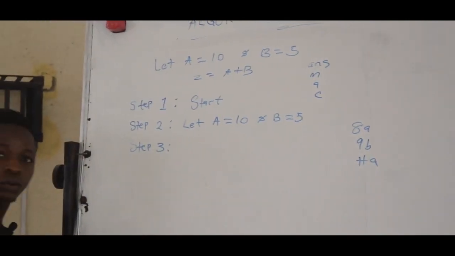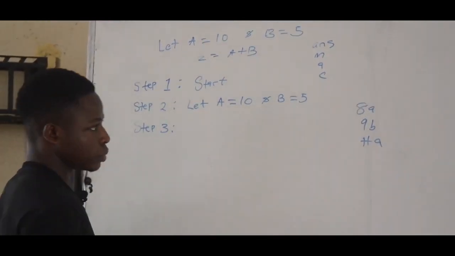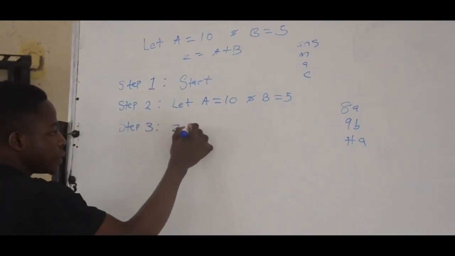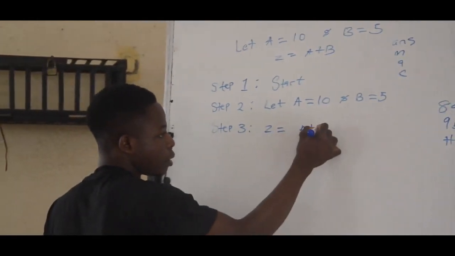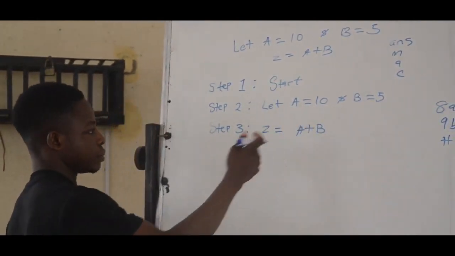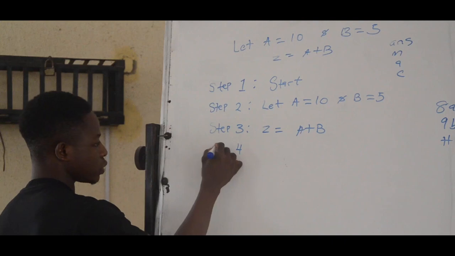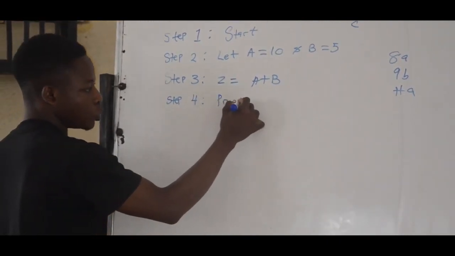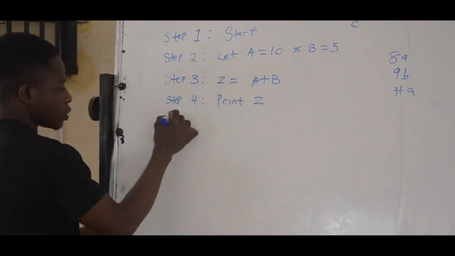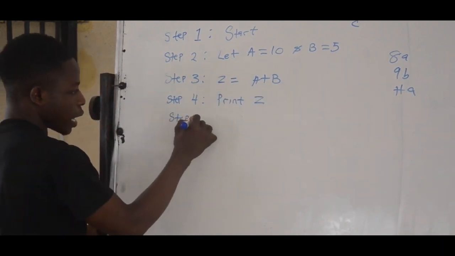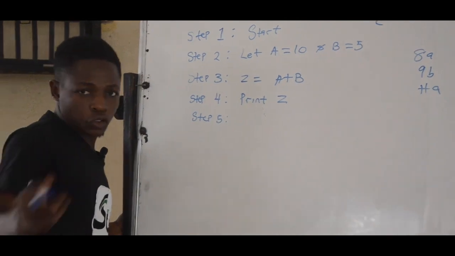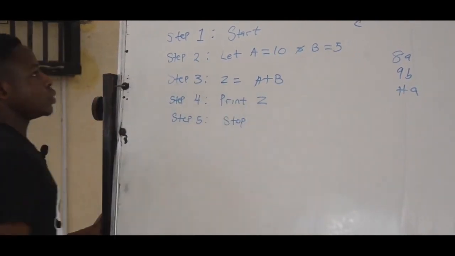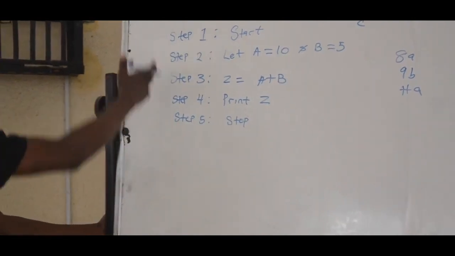That's the reason why when we reach BASIC, we talk more about this. So now, your step 3: your Z is now equal to A plus B. This is process. So now, your step 4. Now, you print, which is output. You print your Z. And your step 5, you either end or stop. You can use stop or end. So, you can use stop. So now, this is an algorithm.